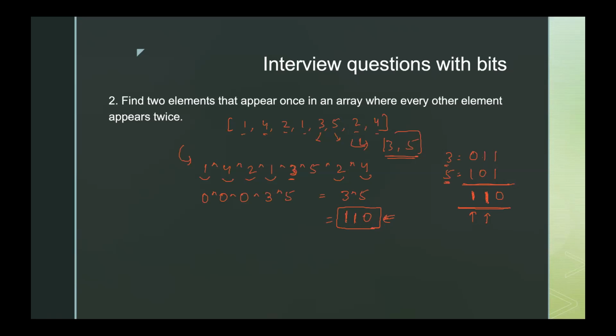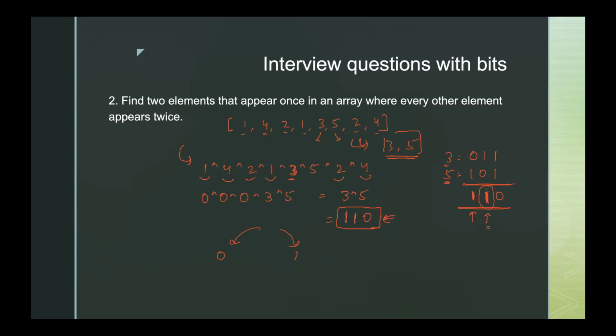Okay, so if we try to find some way to segregate these into two groups, where we take one position, suppose we are taking the first set bit basically. So in this case, we are considering only this position. If we try to divide the numbers in the array into two groups such that in one group the bit is not set and in the other group this bit is set. Let's see if we can do that.